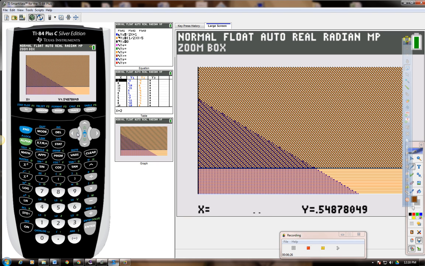All right, so you could use this. You can see the X value change. If you wanted to find points on that line, you would hit trace and then use the left and right arrows to trace that line. Okay, you with me? You see how to graph using a calculator? All right.